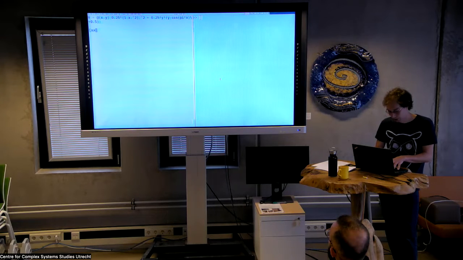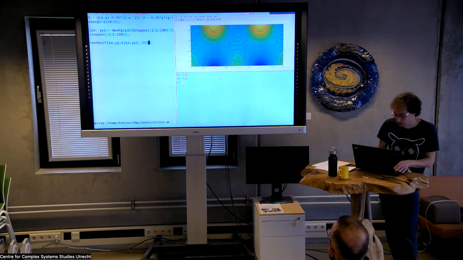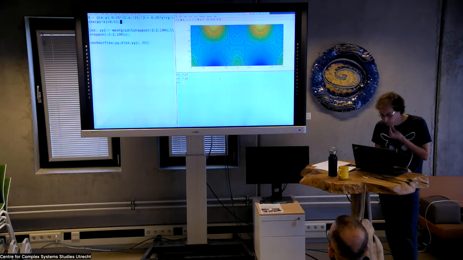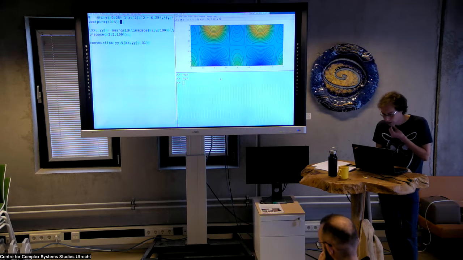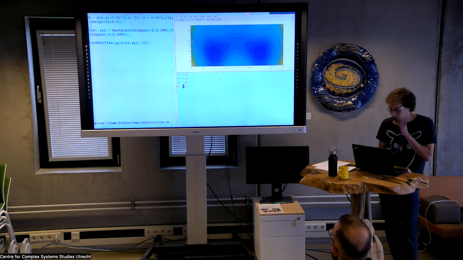So I would do, just to show you, 100 points from minus 2 to 2. How that looks like. The contour plot of this, x versus y versus v of x, y. Am I doing it correctly? This is the potential.